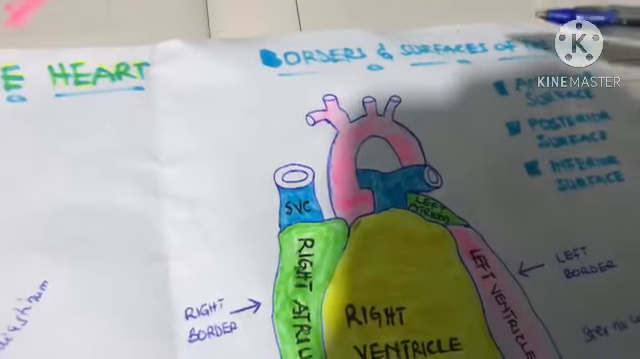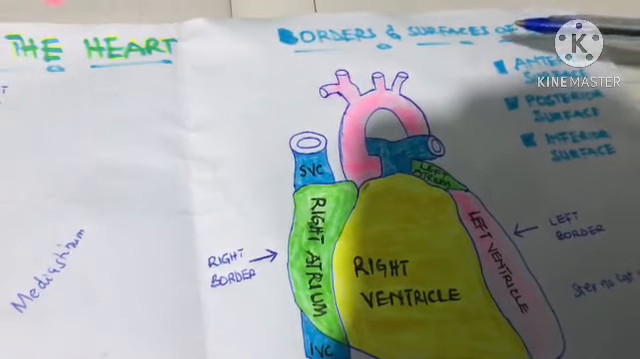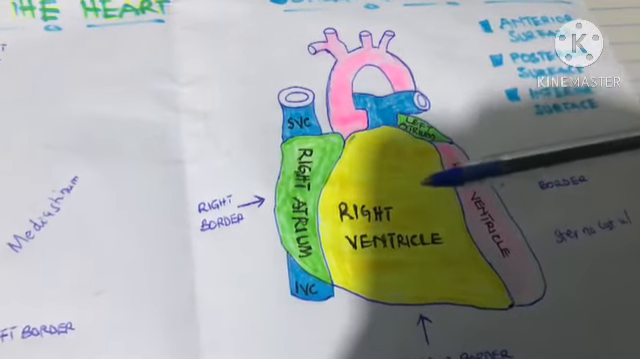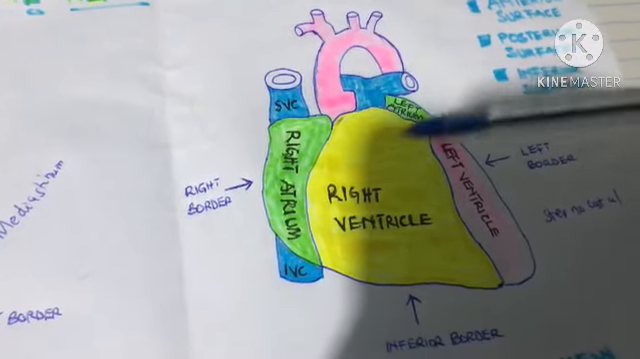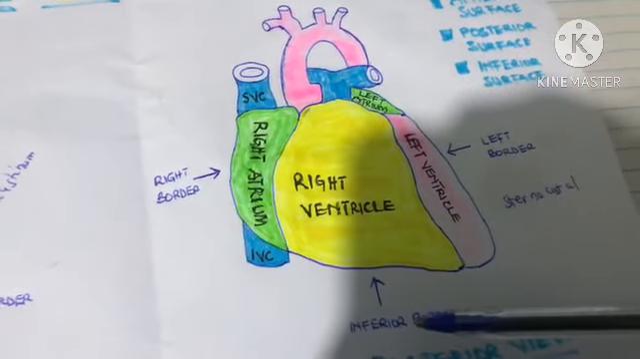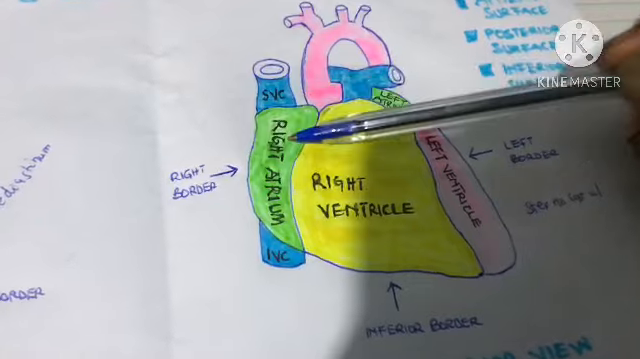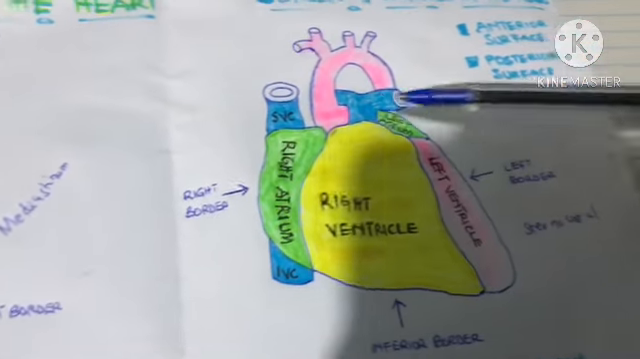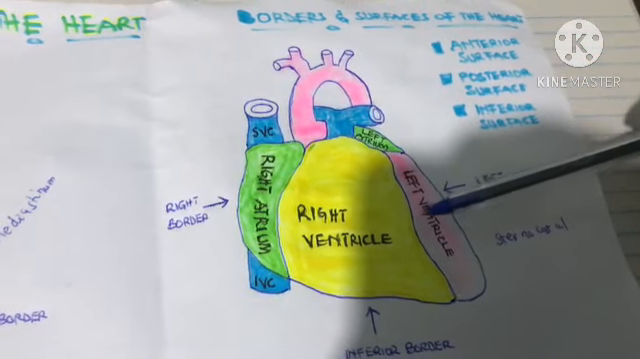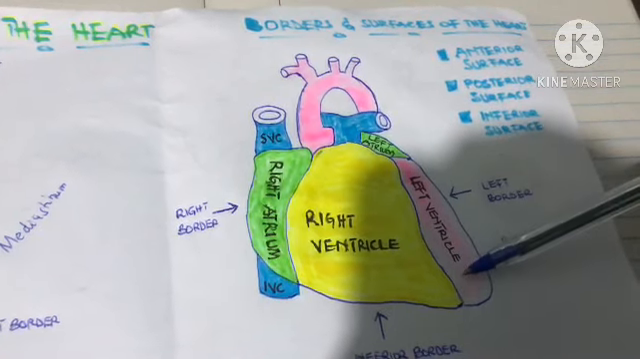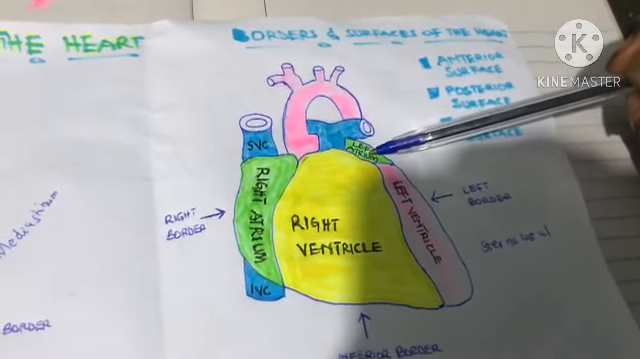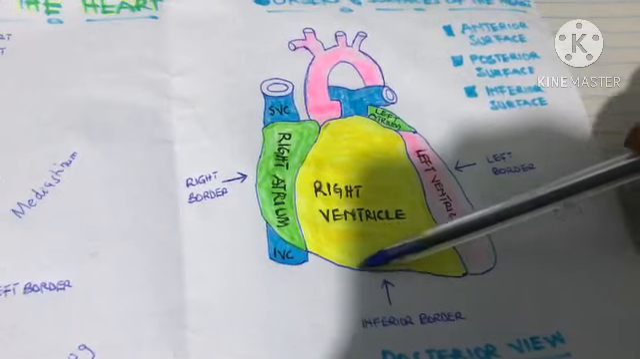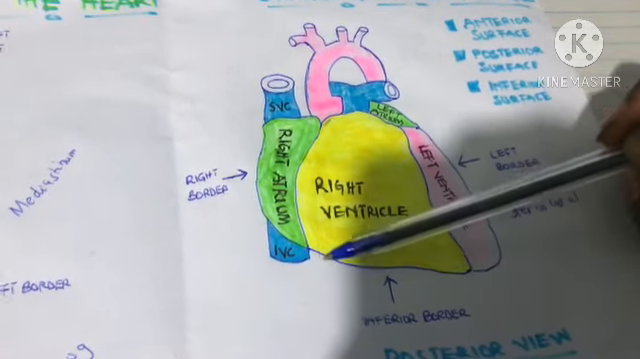So now let's look at the borders and surfaces of the heart. This is the anterior view of the heart. When you look at the anterior view, you can see that the heart presents with three borders. We have the right border, the left border, and also the inferior border. The right border is mainly formed by the right atrium. And the left border is mainly formed by the left ventricle, with a small part of the left atrium at the top. And the inferior border is mainly formed by the right ventricle, as you can see.